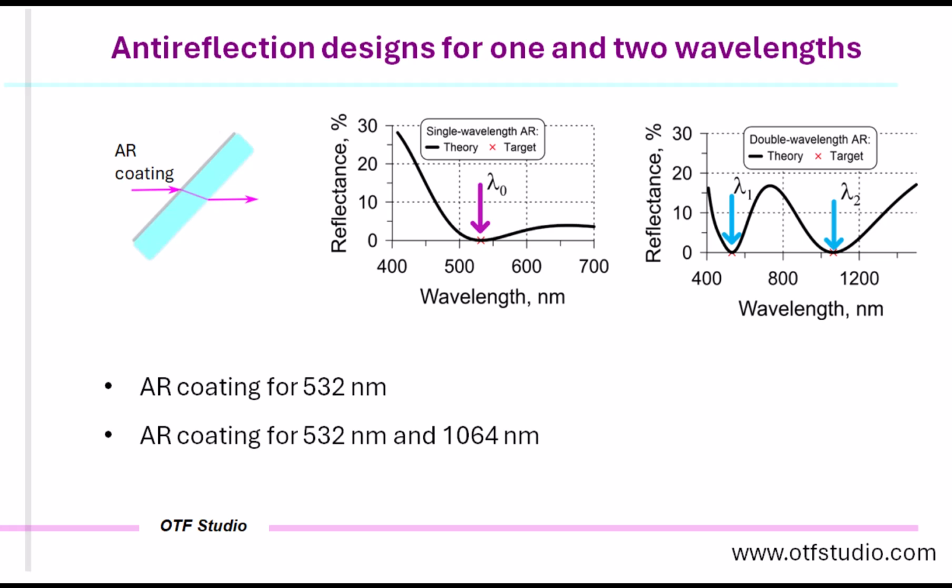I would like to design two anti-reflection coatings. One is for the laser wavelength 532 nanometer, and another one for two wavelengths, 532 and 1064 nanometers. Here we can see schematic representations of reflectances. In one case, target reflectance is 0 in one spectral point, and for dual wavelengths, reflectance is 0 in two wavelength points.